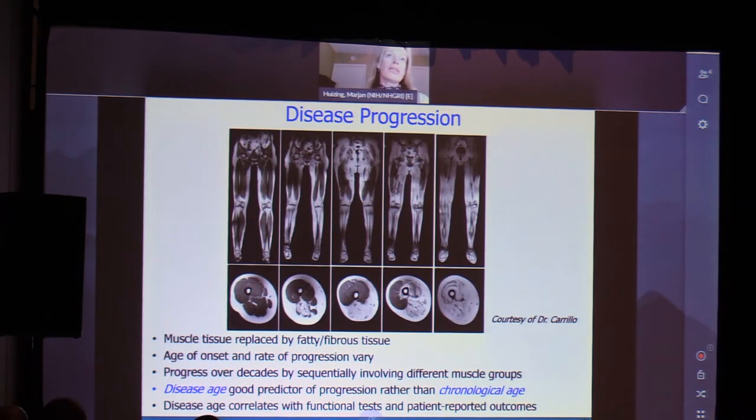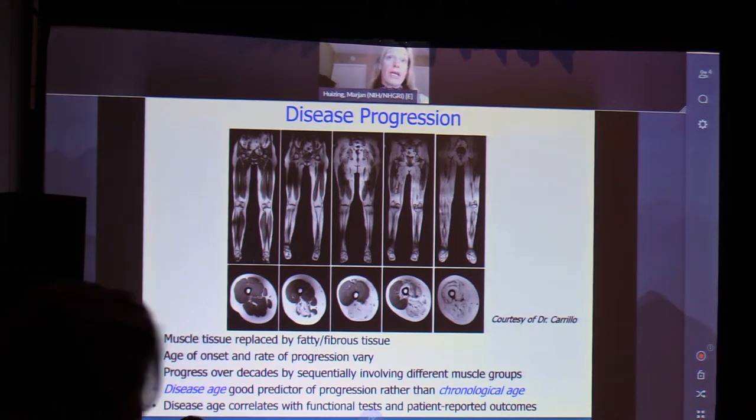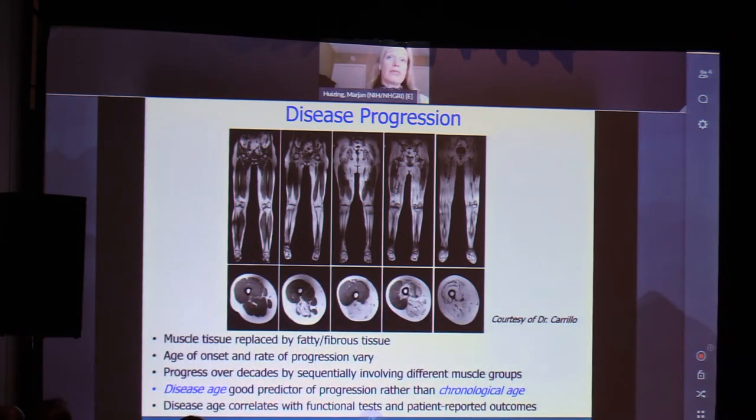Here is a little bit about the disease progression. The early stages of the disease are on the left and the late stages on the right. You see less and less muscle tissue, the dark tissue, present. There is relative quadriceps sparing. At the bottom is an upper leg MRI where you see that the quadriceps on the top remain there until the later stages of disease, while the hamstring gets replaced by fatty fibrous tissue.